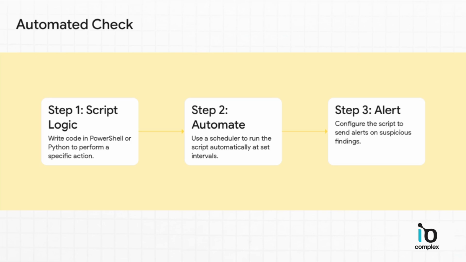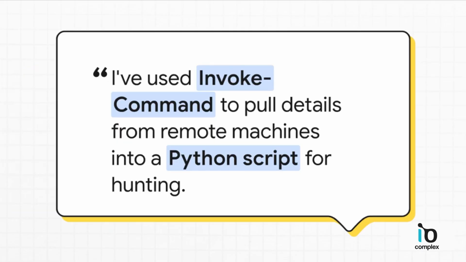Step 1, you write the script, the actual logic for what to look for. Step 2, you put it on a scheduler so it runs automatically. And Step 3, and this is key, you set it up to alert you only when it finds something that's actually suspicious. This frees you up from the mind-numbing task of running the same manual checks over and over and over. And here's where it all really comes together in the real world.